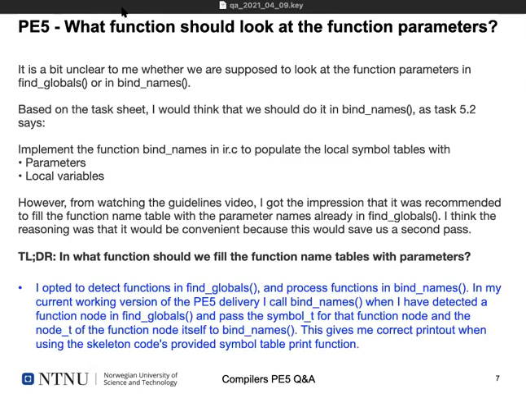All right, what else did we have? What function should look at function parameters? It's a long question. It's a bit unclear whether we're supposed to look at function parameters in find globals or in bind names. Based on the task sheet, I would think that we should do it in bind names. From watching the guideline videos, I got the impression that it was recommended to fill the function name table with the parameter names already in find globals, because it would be convenient and save a second pass. So essentially, you have the choice to do this one way or the other.